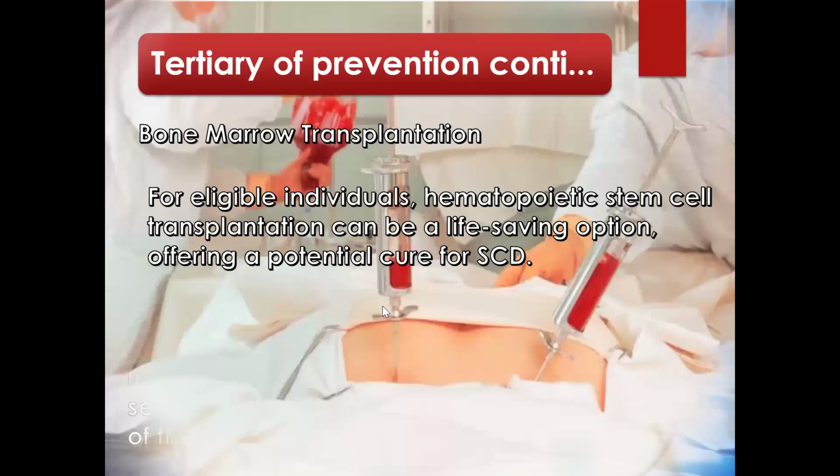Another thing that's done at the tertiary level of prevention is bone marrow transplant. Although this is for eligible individuals, where hematopoietic stem cells are transplanted into these people in order to save them. It can also be the cure for sickle cell disease, because these stem cells will now be producing healthy red blood cells that do not have that background of distorted beta globin chains.